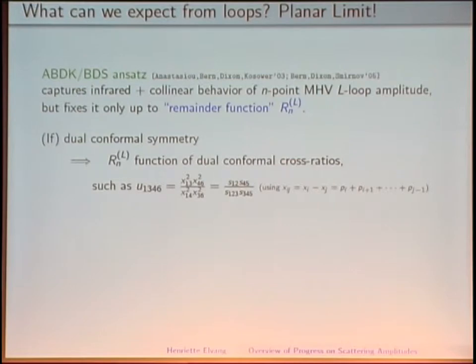Now, provided that you have the dual superconformal symmetry, this remainder function should be expressed as a function of just dual conformal cross ratios. And so, for example, one such object is a ratio here of these region variables, which are now just re-expressed in terms of the usual Mandelstam variables. Now, at 4 and 5 points, there isn't anything you can write down.